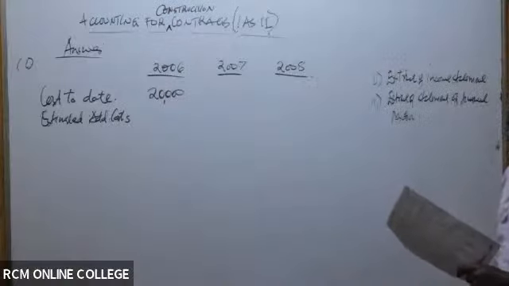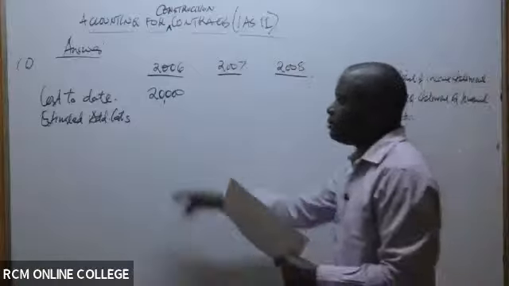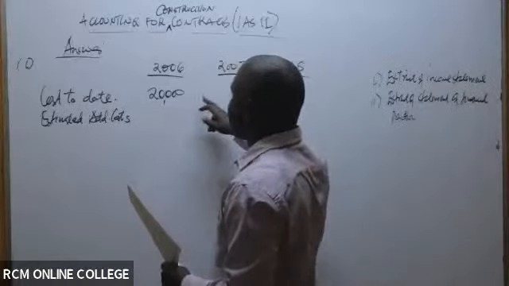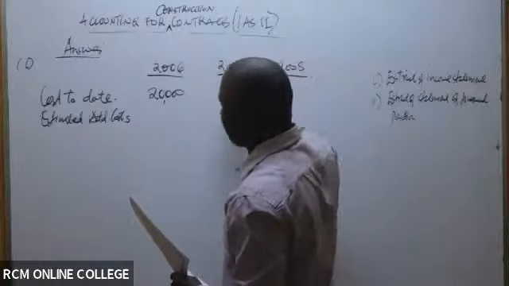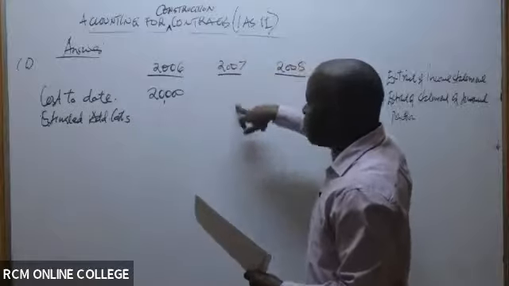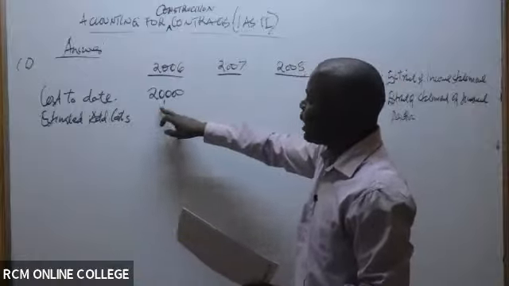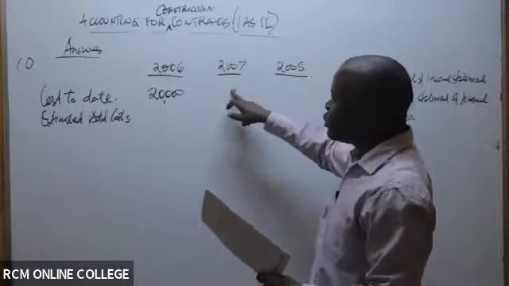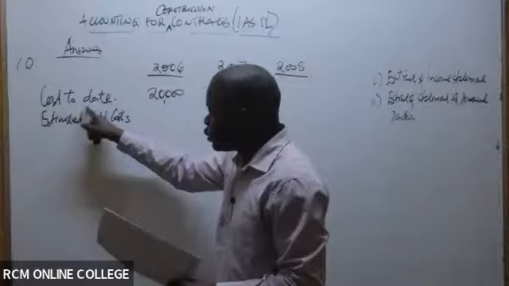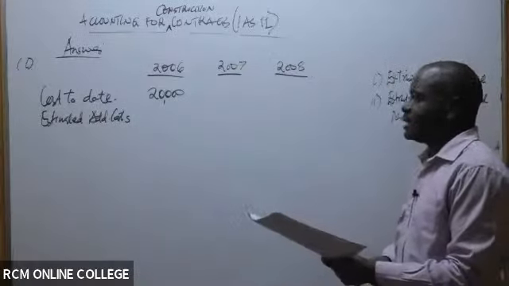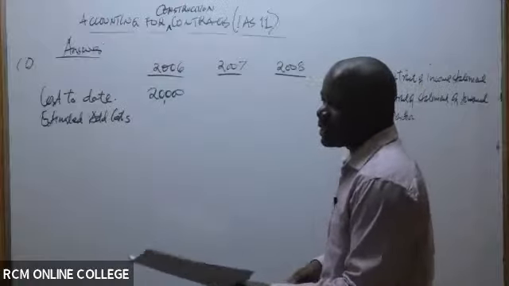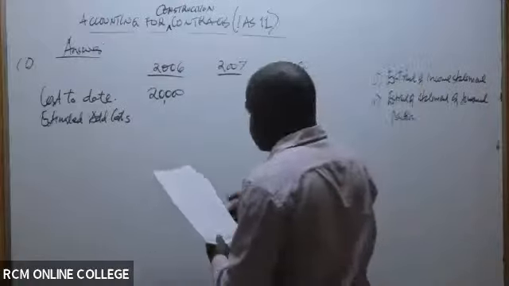Of course, Nanjala is correct. It will be 62 million. You take 20 million and add the costs that were incurred in the year 2007. Remember, those are the costs incurred for the specific year. The first year they incurred 20 million. The second year they incurred 42 million. So we are looking at cost to date. Cost to date means in this case it will be 62 million.